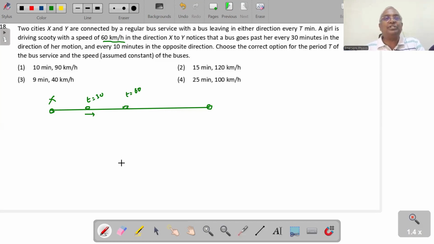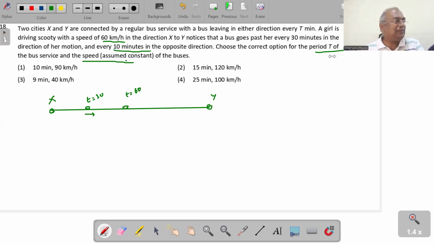ஓகே, டைரக்ஷன் ஆஃப் த மோஷன். And every 10 minutes we should understand the bus is not only going from X to Y, it is also going from Y to X. X to Y என்ன கேப்ல போதோ அதே போல Y to Xும் அதே மாதிரி பஸ் ஃப்ரீக்வெண்டா T minutes கேப்ல போயிட்டே இருக்கு. ரிட்டர்ன்ல பாக்குறப்போ ஒவ்வொரு 10 minutesக்கும் கிராஸ் ஆகுது in opposite direction. Choose the correct option of the T of the bus service and speed of the bus. ரெண்டு விஷயம் கேட்டிருக்கு.